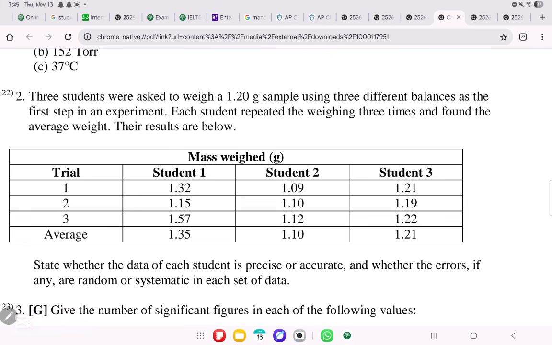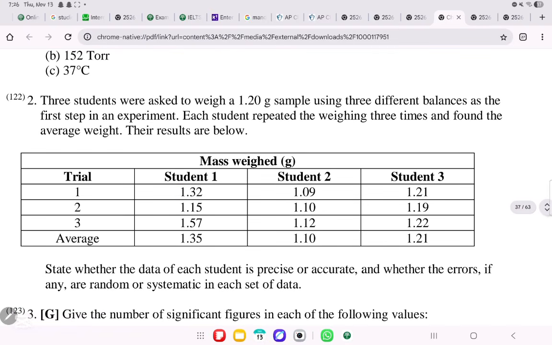So for trial 1, we have student 1 got an answer, student 2 got a different answer, and student 3 got a different answer as well. For trial 2, all of them different answers, same thing for trial 3, and then they all took the average of the answer. How do you take the average of the answer? So to find the average, you add all of the trials, so trial 1 plus trial 2 plus trial 3, and you will divide it by the number of trials that you executed, so in this case it would be 3 trials.